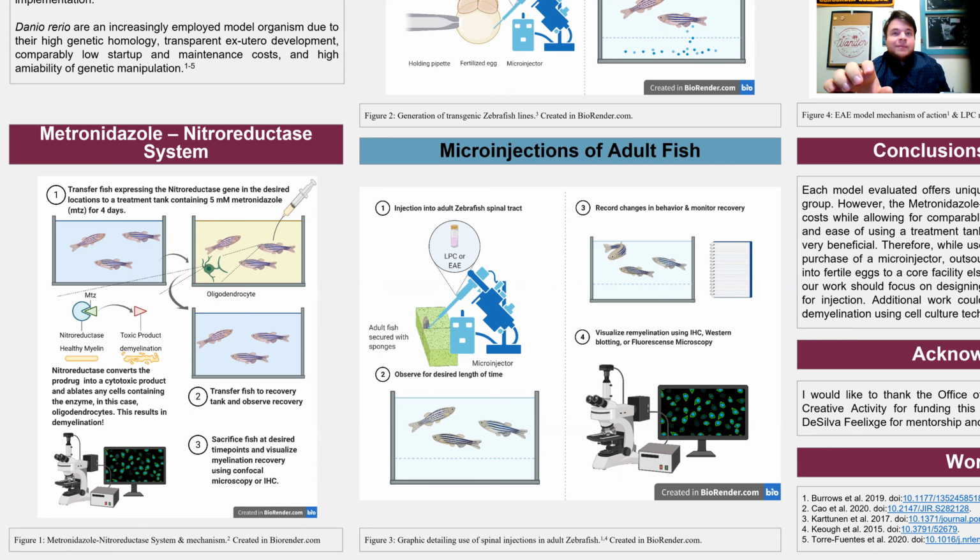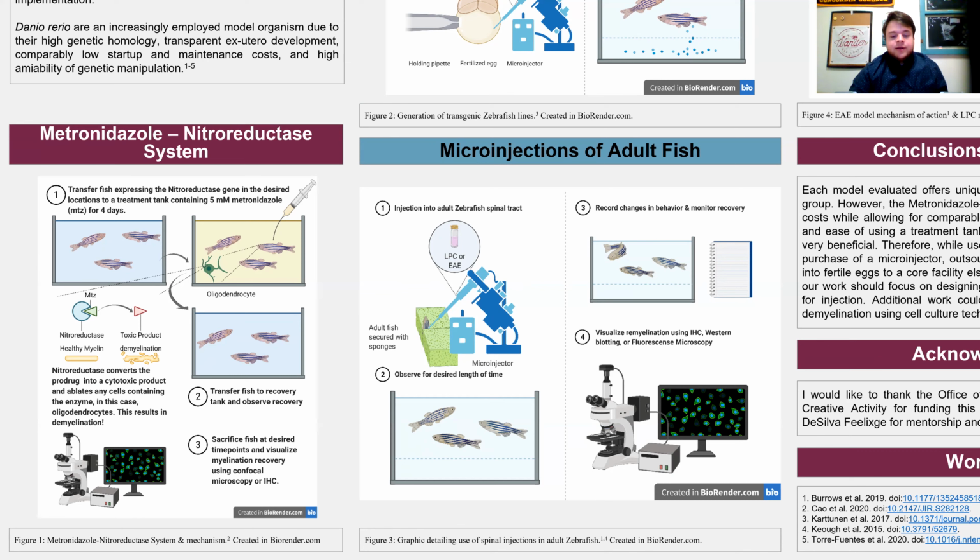If we weren't going to use a transgenic system, we could do a microinjection of a toxin model. In this instance, we could use LPC or EAE. I will get into what those are after we talk through the microinjection process.